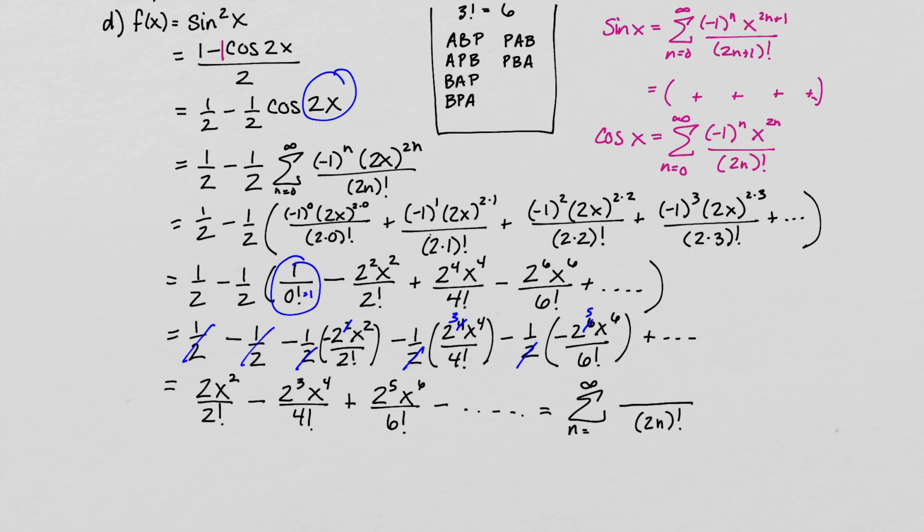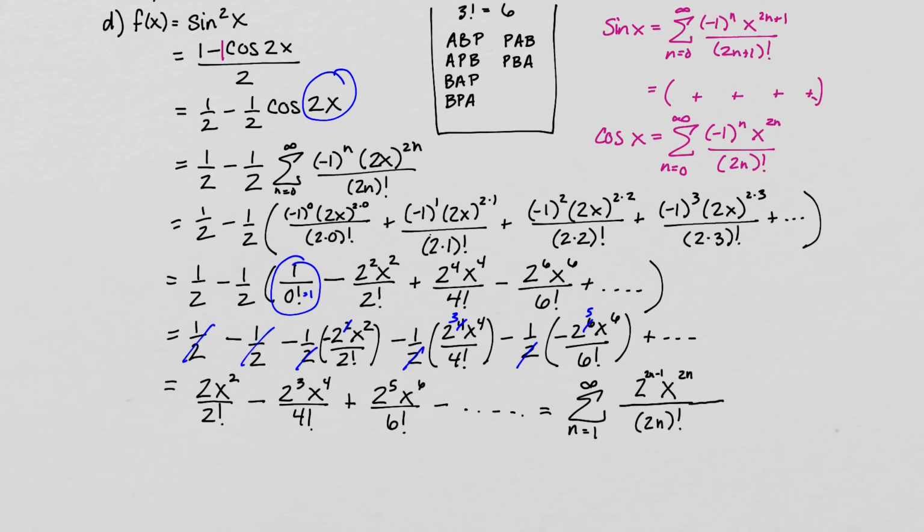And we want our first bottom to be a 2. So the way to get a 2 out of this, we would want n to be 1. So that means we're going to start with n equals 1. And then we still have x to the 2n. And then we have 2 to a power. But the 2 is always 1 less than the x. So it's going to be 2n minus 1.